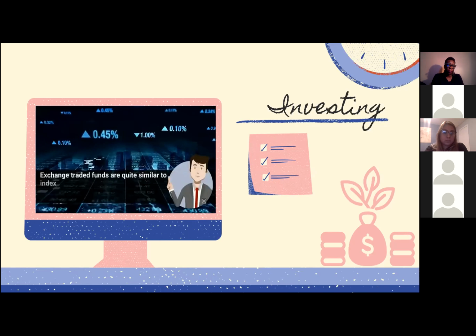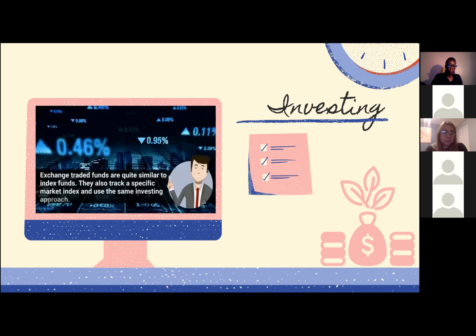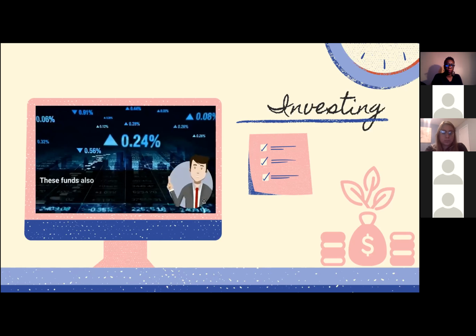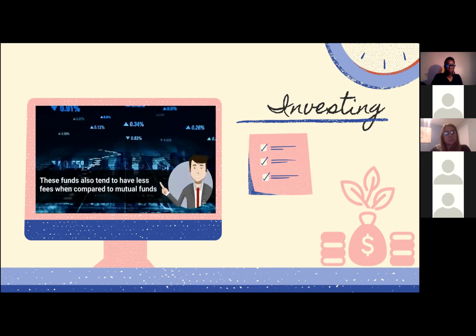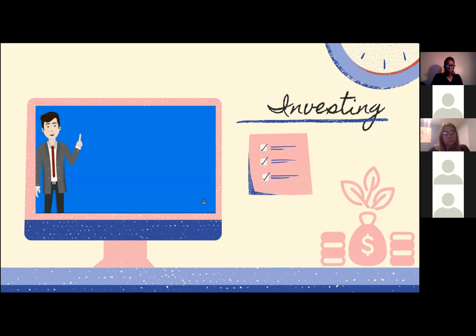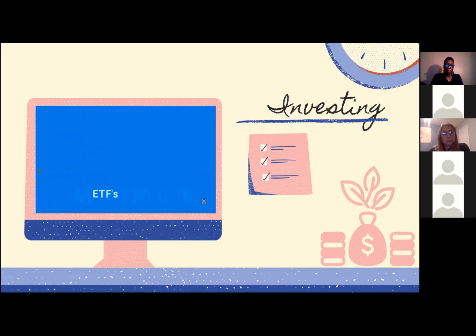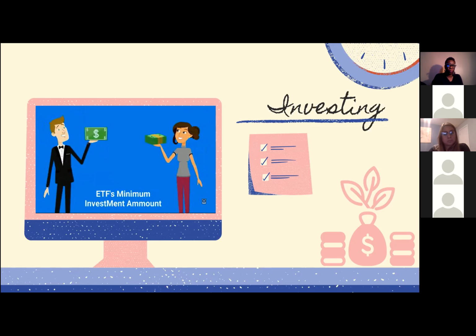Number 6, ETFs. Exchange-traded funds are quite similar to index funds. They also track a specific market index and use the same investing approach. These funds also tend to have less fees when compared to mutual funds. The main difference between the two is that rather than having a minimum investment, the ETFs are traded throughout the day and have a share price which fluctuates. This share price is the ETF's minimum investment amount, which can be less than $100 or even more than $300.